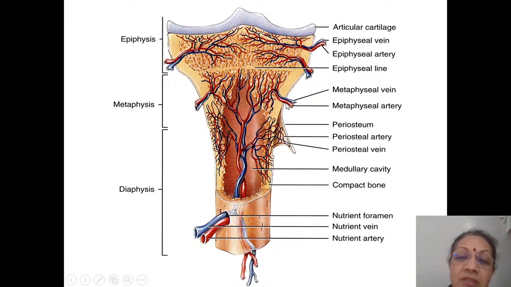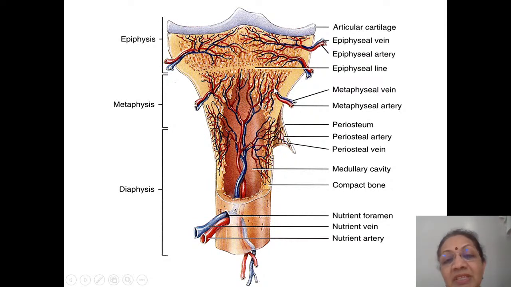This sheet, which covers the surface, a fibrous sheet which covers the surface of the bone, is called the periosteum. So the vessels supplying it are very fine. They're called periosteal artery and periosteal vein. They usually are limited to the periosteum, but they do have connections with the osteal vessels, right, which are branches of the nutrient artery.